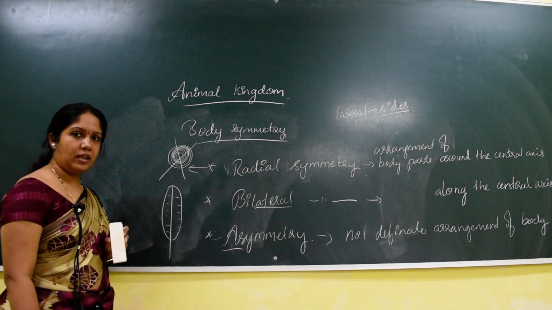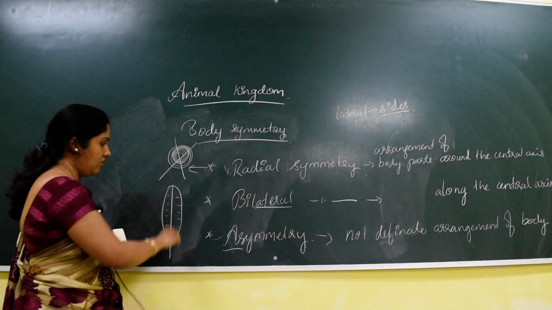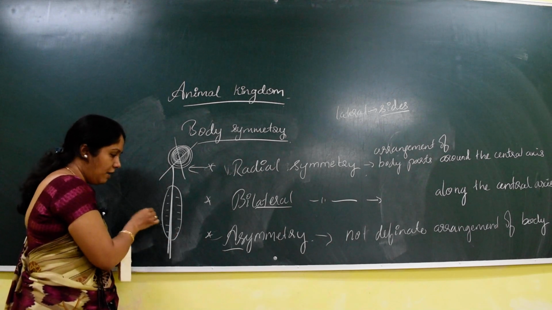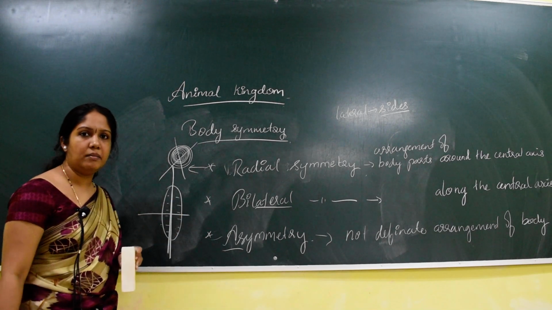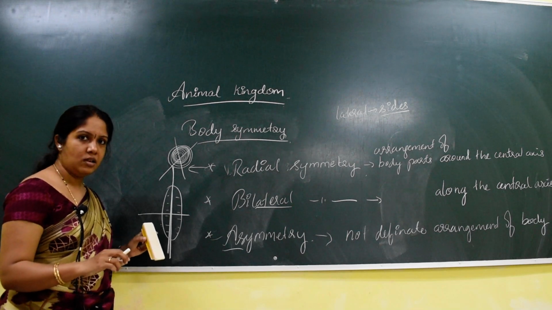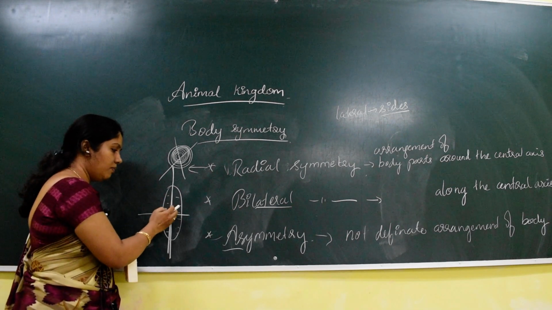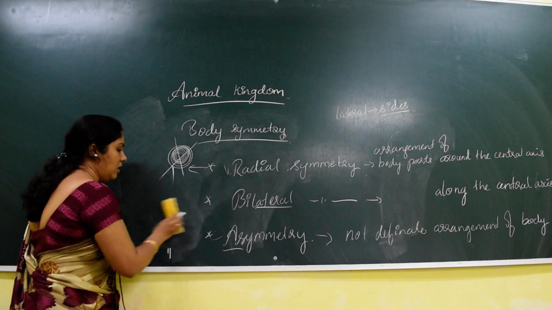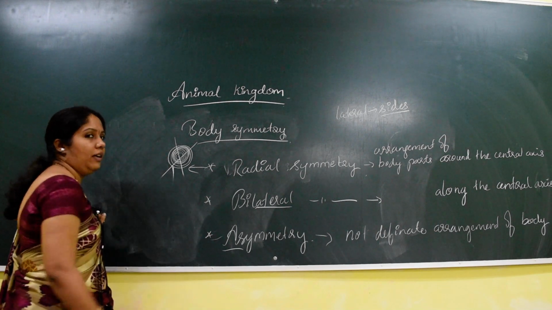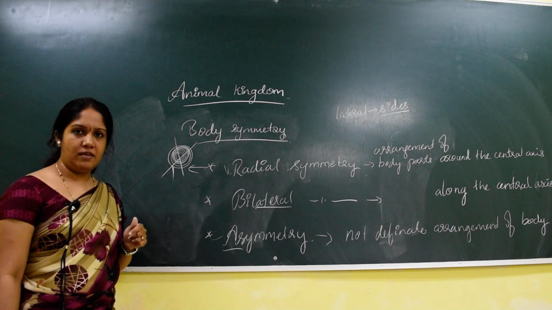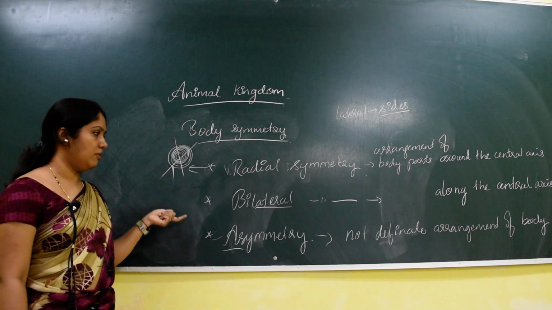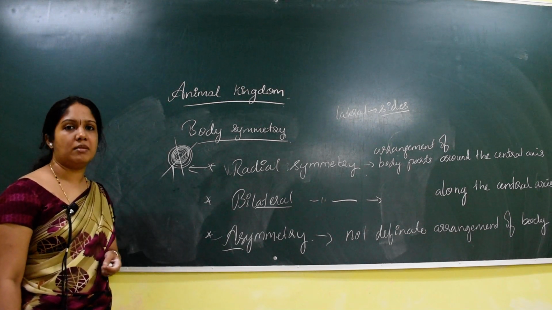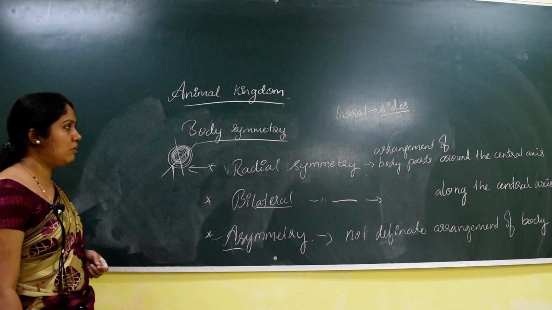For the bilaterally symmetrical organism, we have to cut the organism only in one plane. If I cut only in this plane, we get two equal halves, mirror images. If I cut in this way, we won't get the image. We won't get the two equal halves. So hence, in case of radial symmetry, understood, we get the two equal halves in any plane if we cut the organism. Whereas in case of bilateral symmetry, we get two equal halves only if we cut the organism in a single plane. So this is about the symmetry.